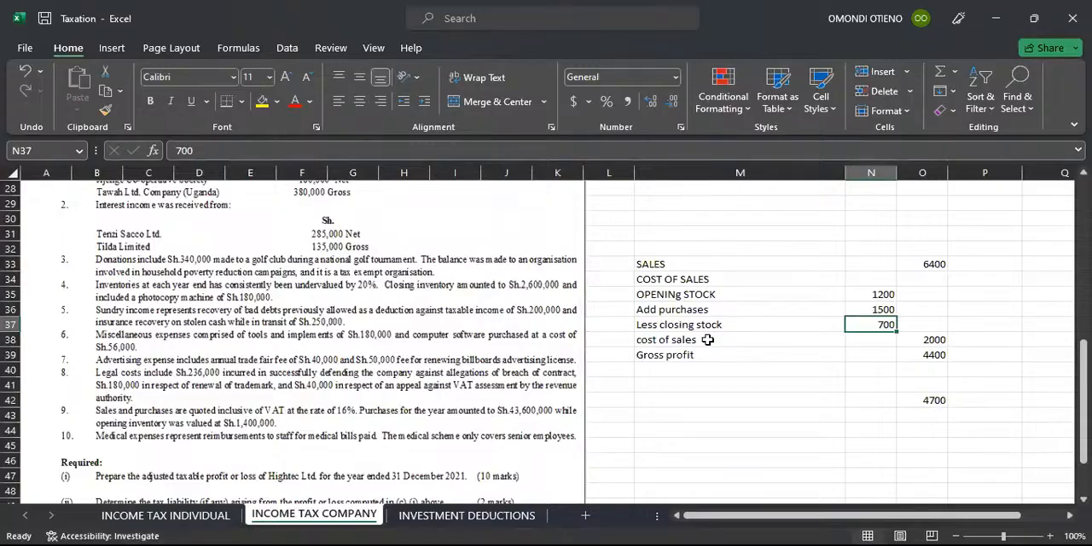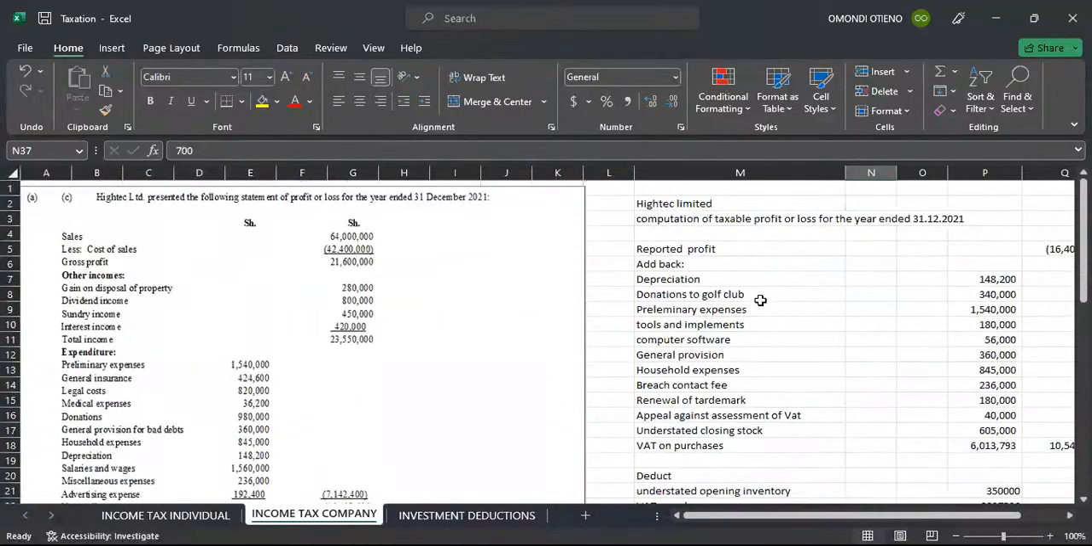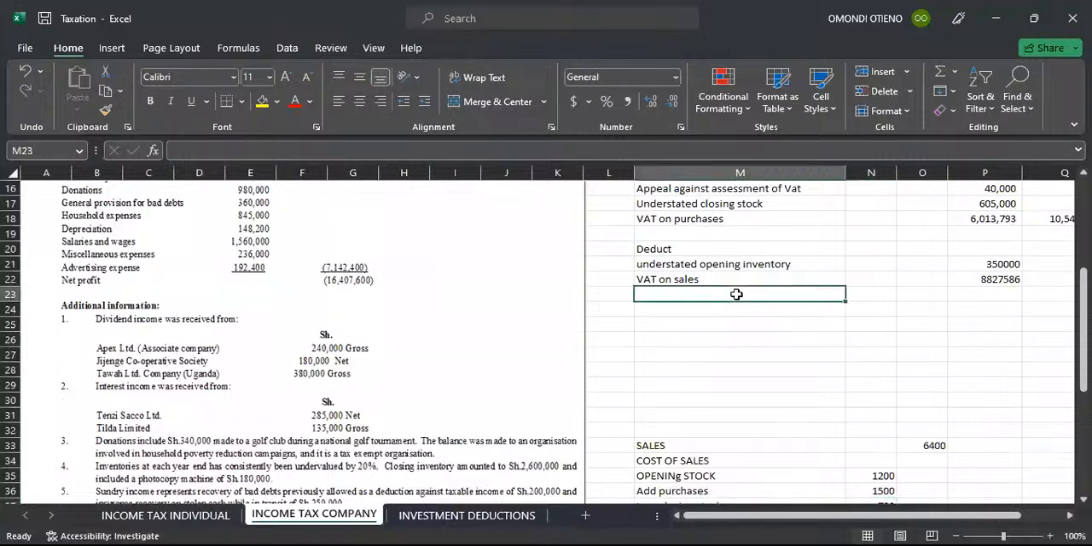What are we going to do to rectify that mistake? Are we going to add it back up here? Are we going to less it down here?